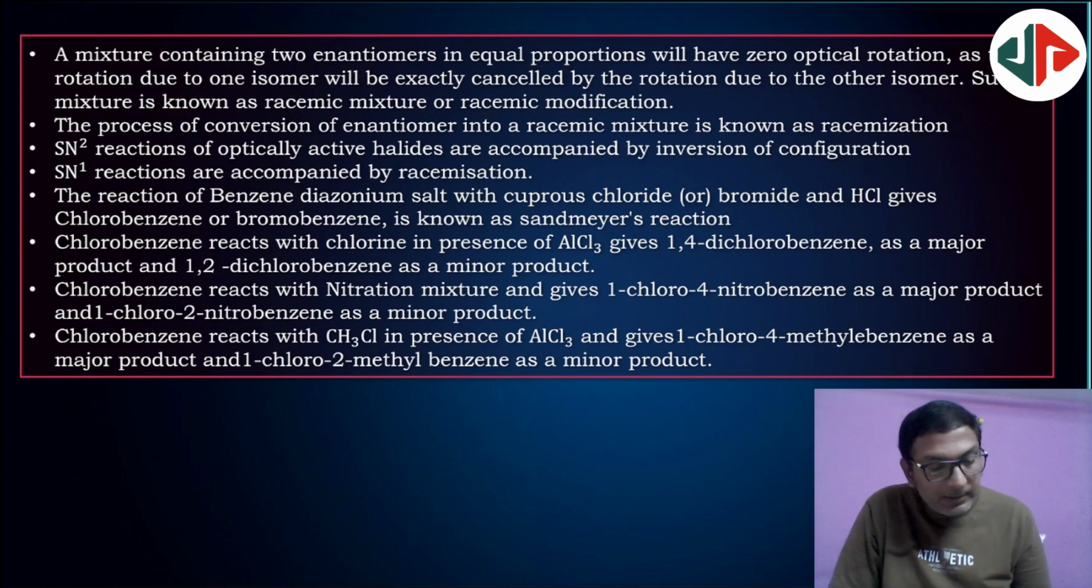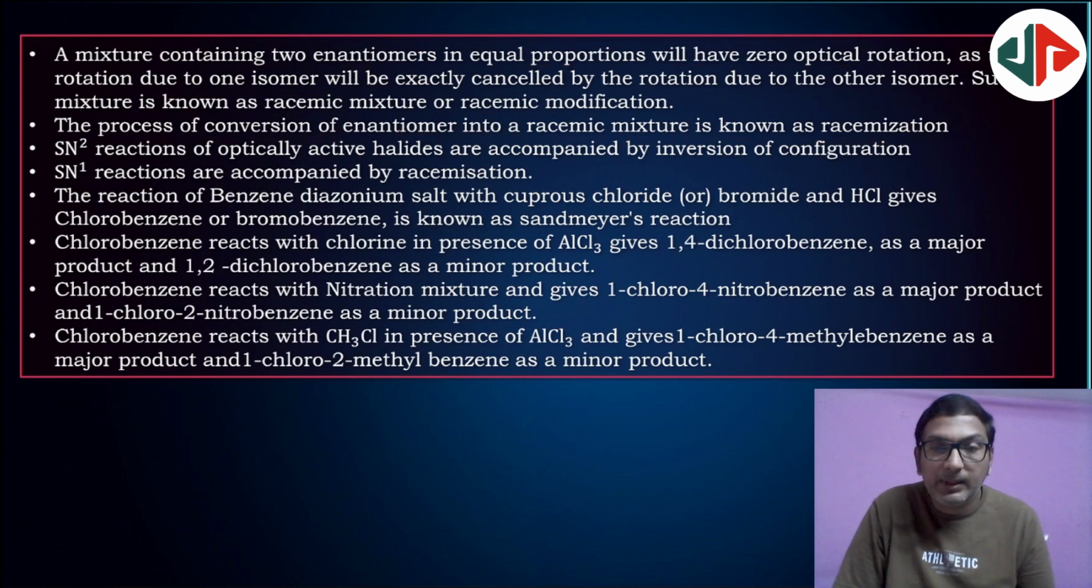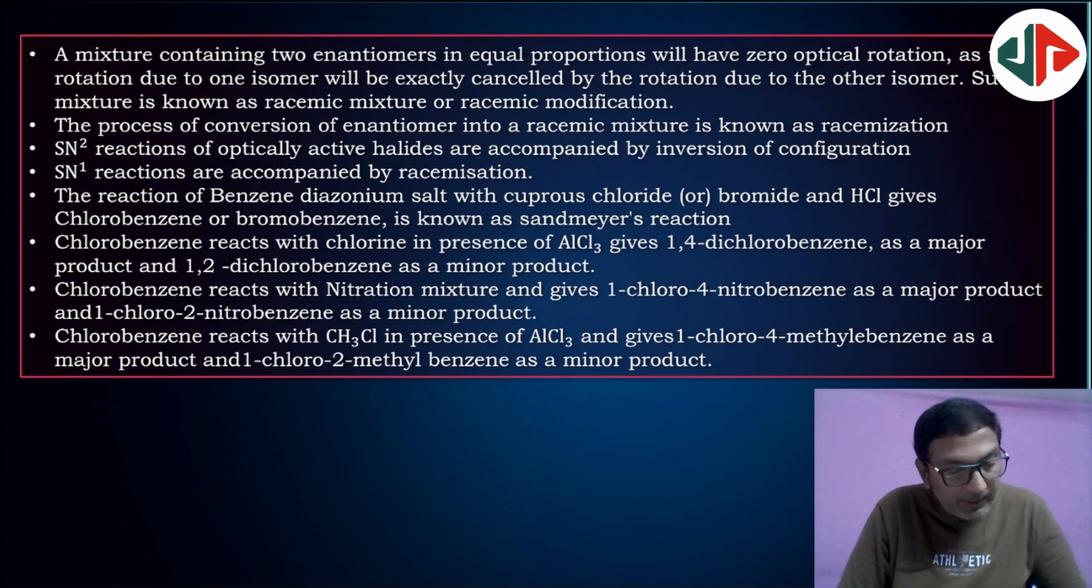Next, the process of conversion of an enantiomer into a racemic mixture is known as racemization. Next, in SN2, reactions of optically active halides are accompanied by complete inversion of configuration. That is, in case of SN2 mechanism, complete inversion of configuration takes place. In case of SN1, it is accompanied by racemization. That means both plus isomer and minus isomer will be formed in equal proportions.